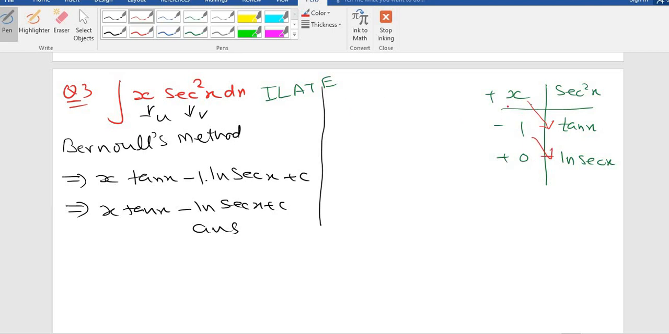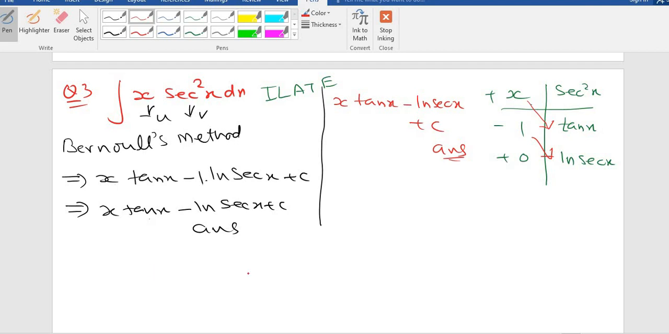Now I multiply here x multiplied by tan x, minus plus minus ln of sec x. No other term is given, plus c. So this is the answer by using the tabular method. See that one, this and this answer are the same. So now you can understand.